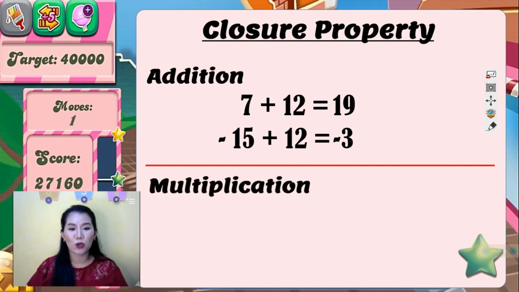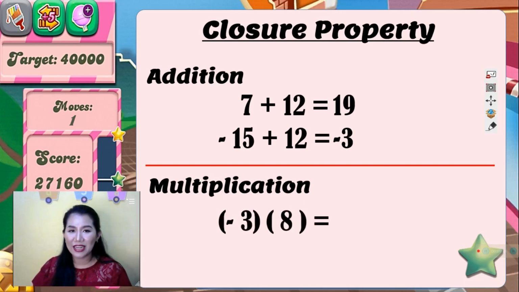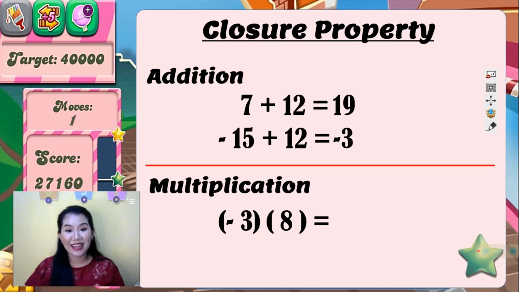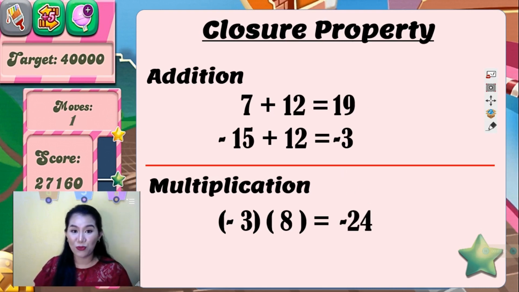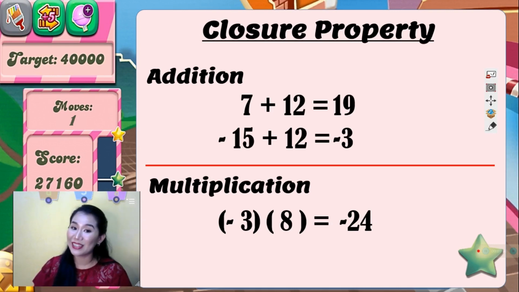Ano naman ang sinasabi sa closure property for multiplication? Ibig sabihin daw nito, for any integers a and b, a times b is an integer. Ibig sabihin yung product daw ng dalawang factors natin ay integer din. Kung yung tina-times natin ay integer, ibig sabihin yung final answer natin ay integer din. Like, negative 3 times 8. Negative 3 times 8 is equal to negative 24. Okay, diba? Negative 3 is an integer, 8 is an integer, therefore, the final answer is also an integer. That is what we meant by closure property.